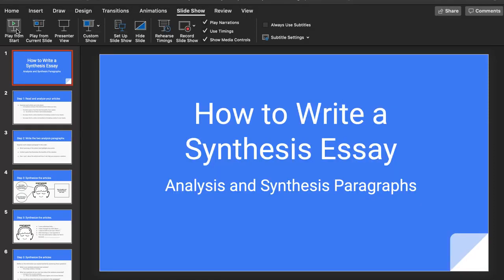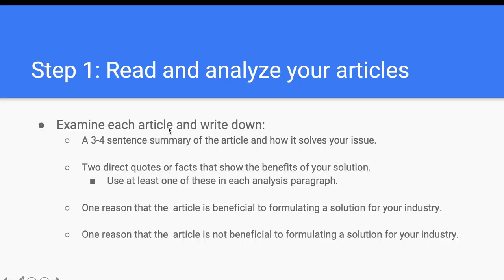Particularly, what you want to start thinking about is you want to examine each article, right? So have your articles out, and on a separate sheet of paper, write down these answers. You want to do a 3 to 4 sentence summary of the article and how it solves your issue. So you want to give your audience a nice breakdown of what this article is about and how it pertains to your issue. Then from there, try to find 2 direct quotes or facts that you think will be persuasive for your audience, right?